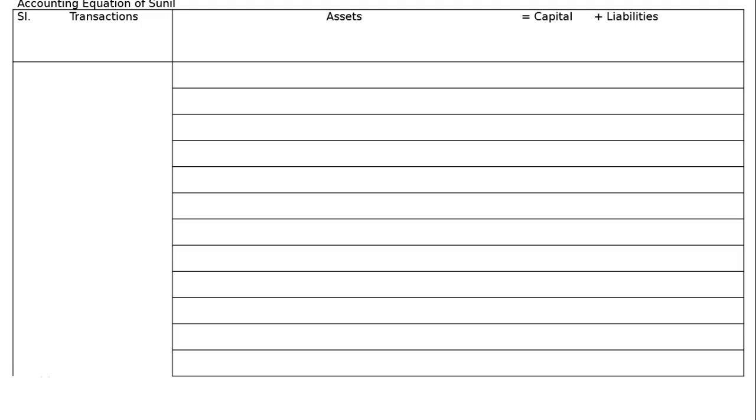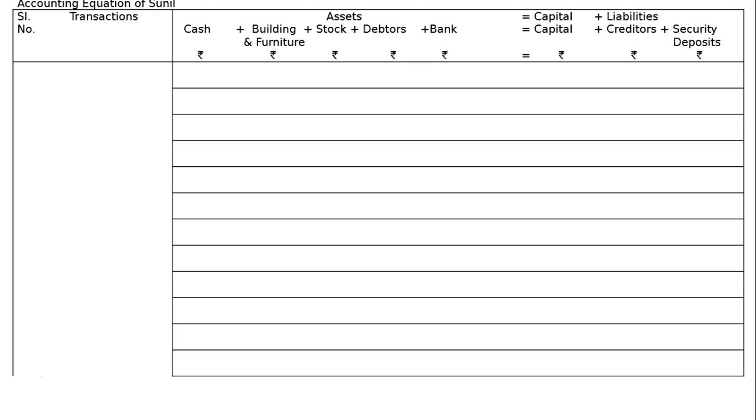Show the accounting equation on the basis of the following transactions. Very important question. Sunil started business with cash. Here is the accounting equation of Sunil. We have to draw serial number, transactions, assets, capital and liabilities. After reading the question, we can get the assets like cash, building and furniture, stock, debtors, bank, capital, creditors, security deposits.